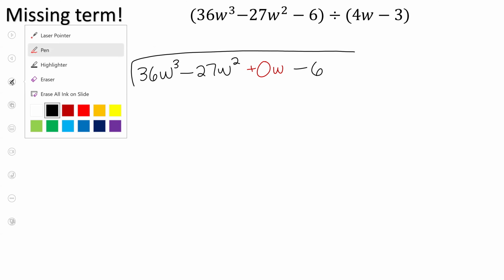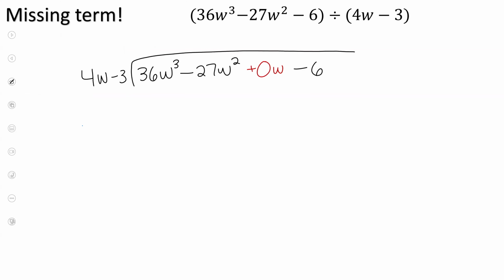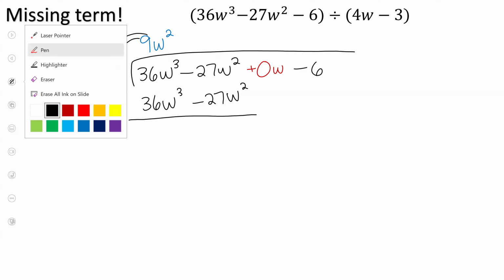Okay, so let's go ahead and start multiplying. 4 times what is 36? 9. And I have 1w, but I need 3. So what should I multiply by? Exactly. All right, let's go ahead and multiply. So I already know that this one is 36w cubed. Negative 3 times 9 is negative 27w squared.